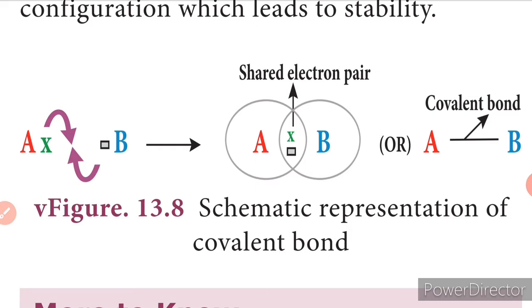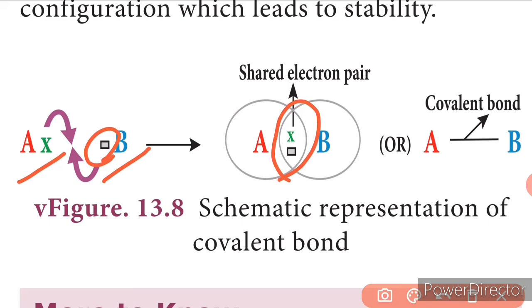Now we'll see an example. We'll see a general example. Here you can see that an atom A consists of an electron which is denoted by X, isn't it? An atom B consists of an electron which is denoted by a square, isn't it? Now when they form the covalent bond, sharing of electrons takes place in between the two atoms, isn't it?